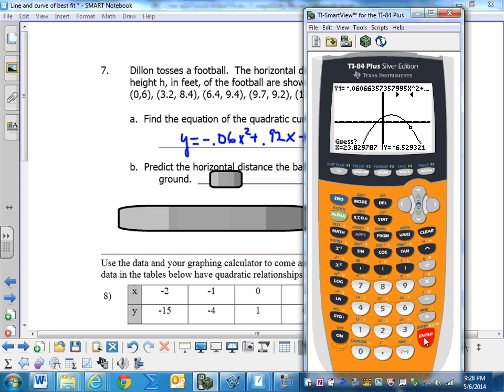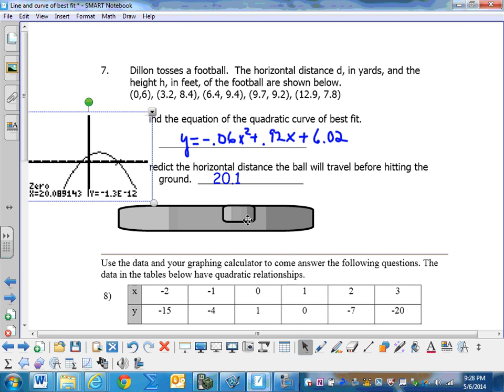And do you want me to guess, says the calculator? Absolutely. So my zero is when x is 20. So it's about 20.1 feet out is my answer. So 20.1 feet would be the horizontal distance. It started at 0, 6, went up in the air, and fell down.